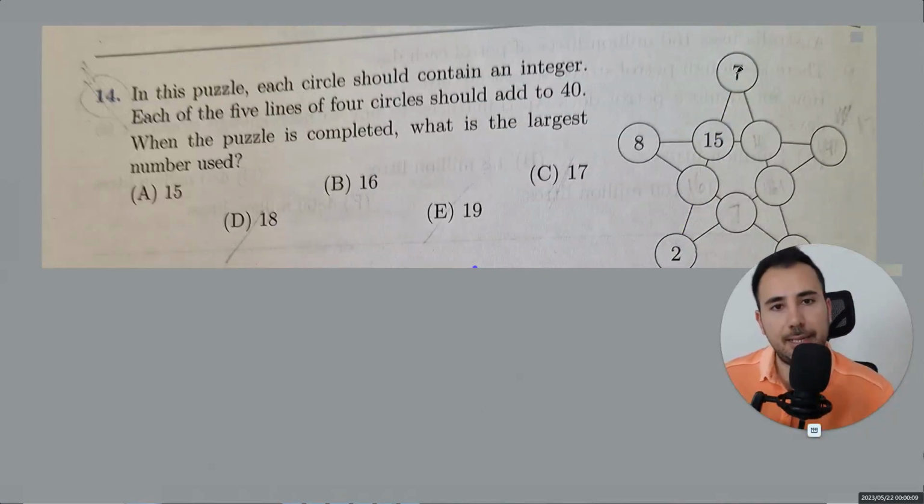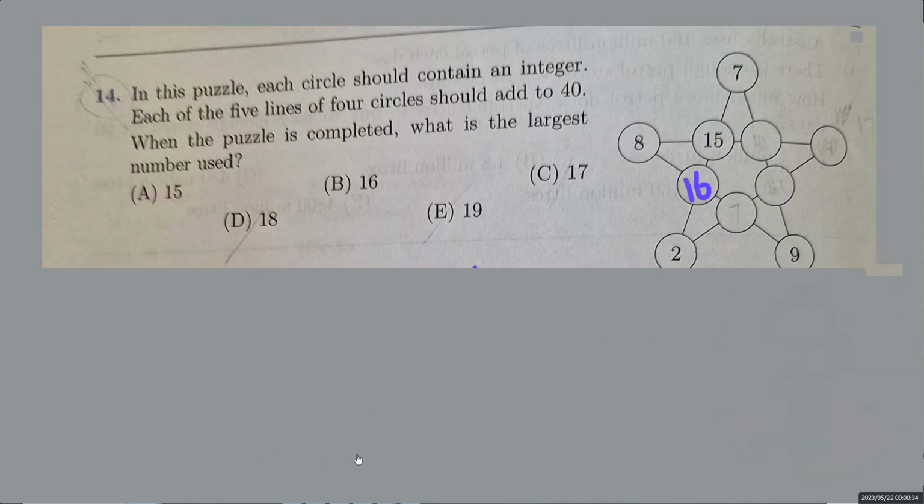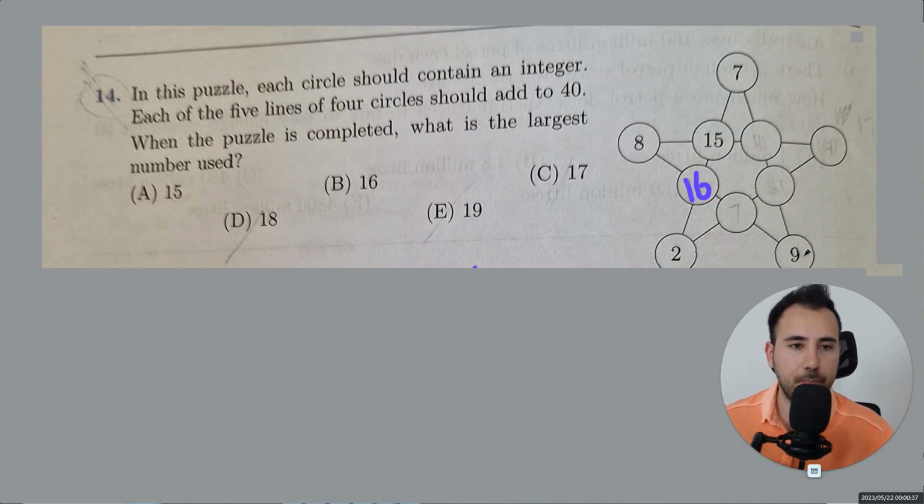So it said it needs to add up to 40. So all these numbers together should be 40. 15 and 7, 22, 24, and I think that is 16. I think I am blocking a part of the question. So this is 9. So 9 and 16, 25. So this is supposed to be 7 because all of this is supposed to be 40.